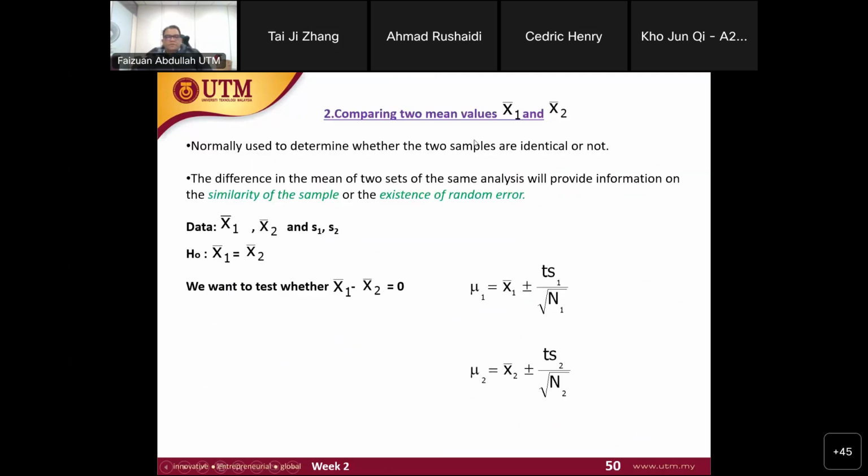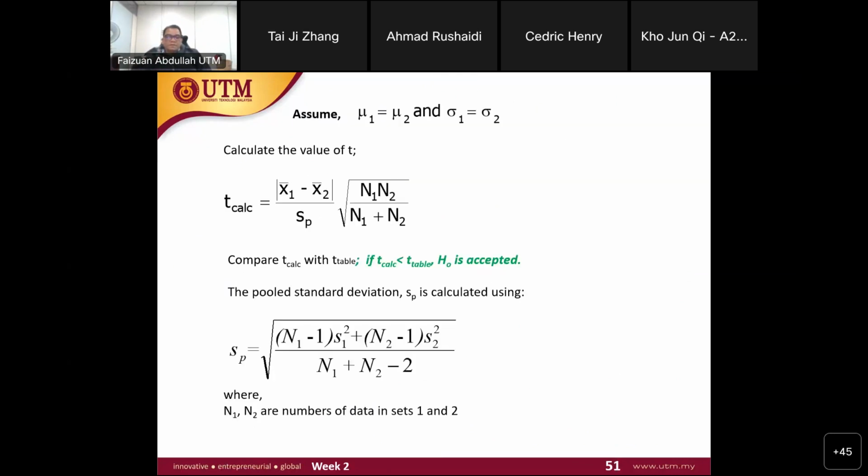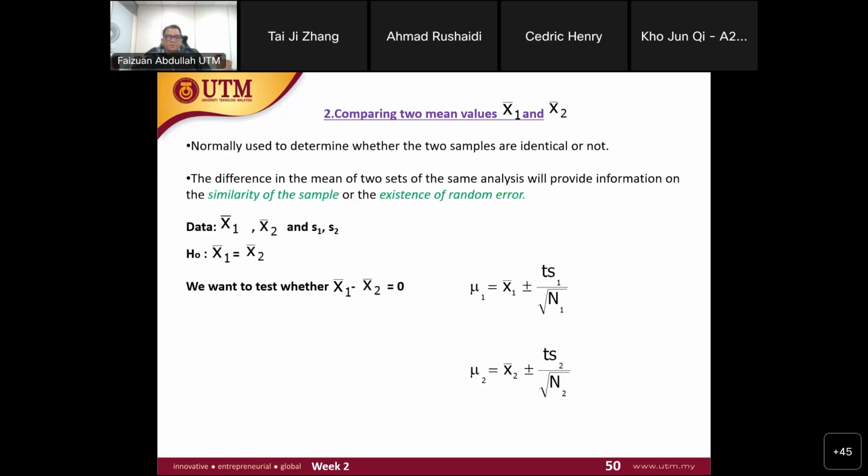Okay, this is still in the t-test. So you can also compare the two values of x1 and x2, two methods. The difference in the mean of two sets of the same analysis will provide information on the similarity of the samples or the existence of random error. The data x1, x2, and s1, s2, we just calculate from the two sets. Then the hypothesis is both means are equal, and we want to test x1 minus x2 is 0, meaning that they are equal.